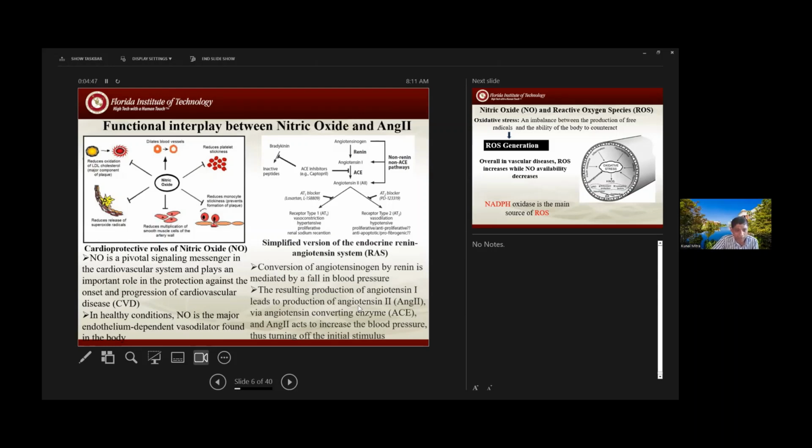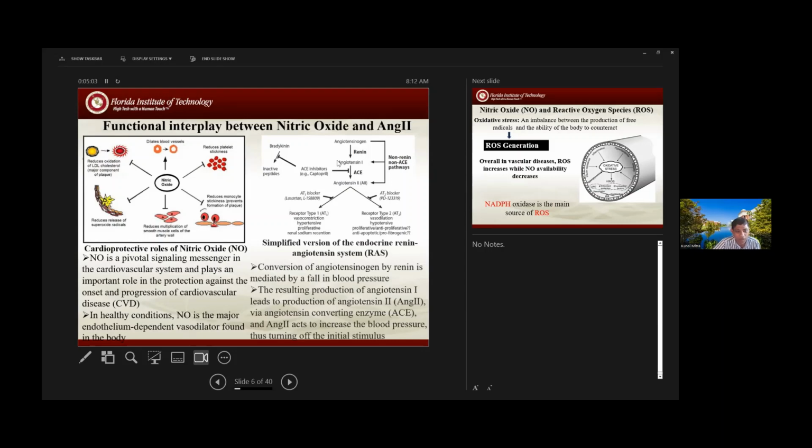And in a healthy condition, your NO will be a major endothelium-dependent vasodilator, which is found in our body. And this is maybe a complex diagram, but I'm not a biologist, and we also have to learn the basics of it to understand the mechanisms.